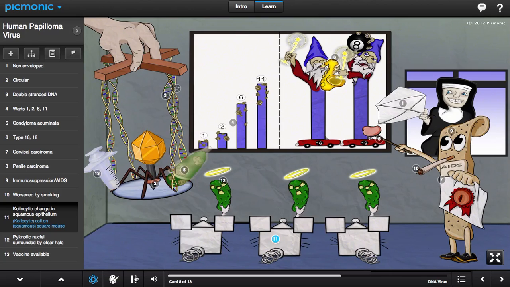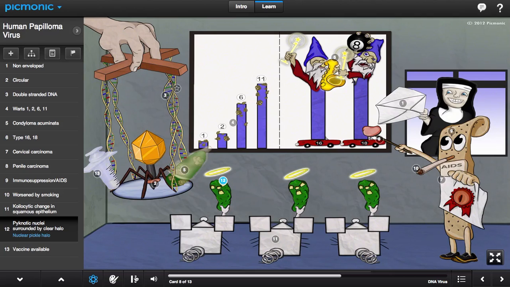Histologically, HPV causes squamous epithelium to undergo koilocytic changes, represented with the square mice with coils, squamous square mouse, and have pyknotic nuclei surrounded by a clear halo, shown by the pickles with nuclear signs and halos. There is now an HPV vaccine available, shown by the needle syringe.